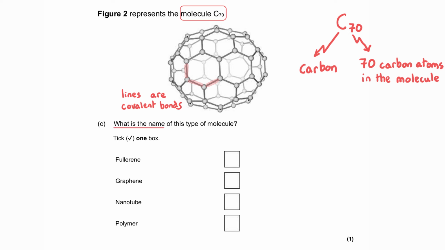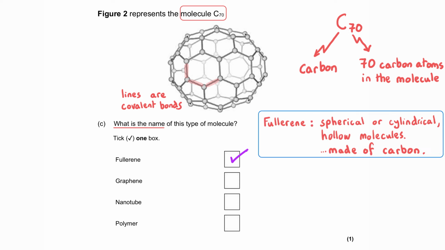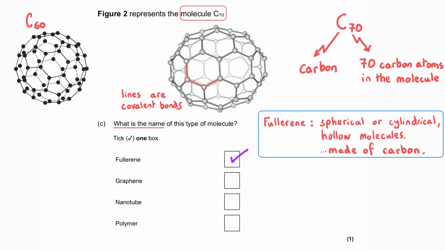And we've got 4 options. Option 1 is fullerene. And this is in fact the correct answer. C70 is a type of fullerene. It's not the one that you're likely to have been taught. That's likely to have been C60 fullerene, or C60 Buckminster fullerene it's sometimes called. But these two are both spherical, hollow fullerene molecules.